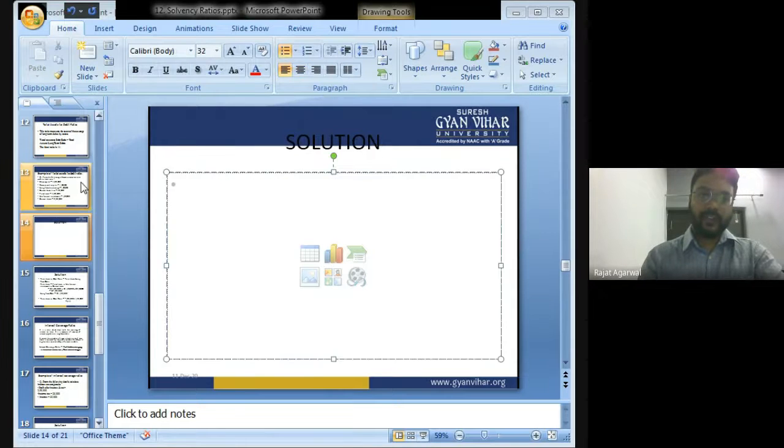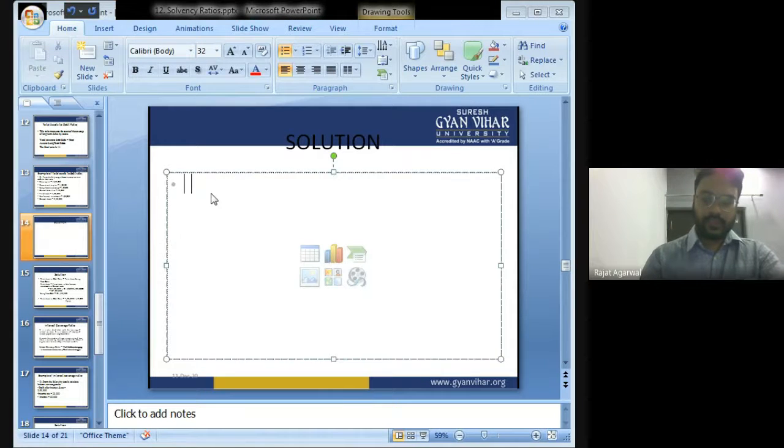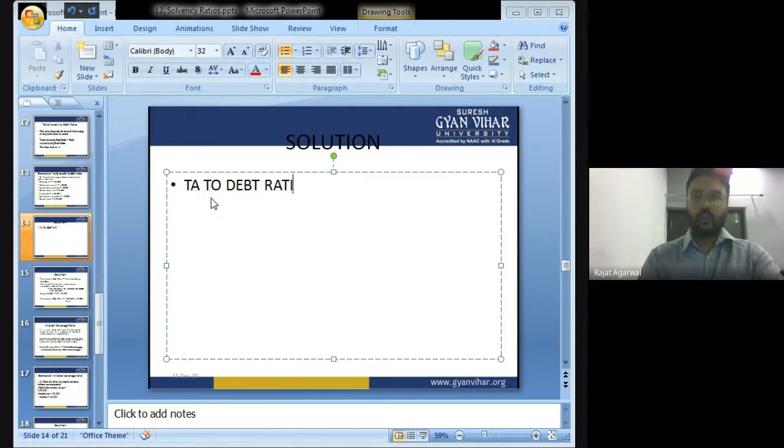What we have to calculate in the illustration? Total asset to debt ratio. What is the formula? The formula is total asset divided by long-term debt. Now we have to calculate two things, that is total asset and long-term debt. So first calculate total asset.